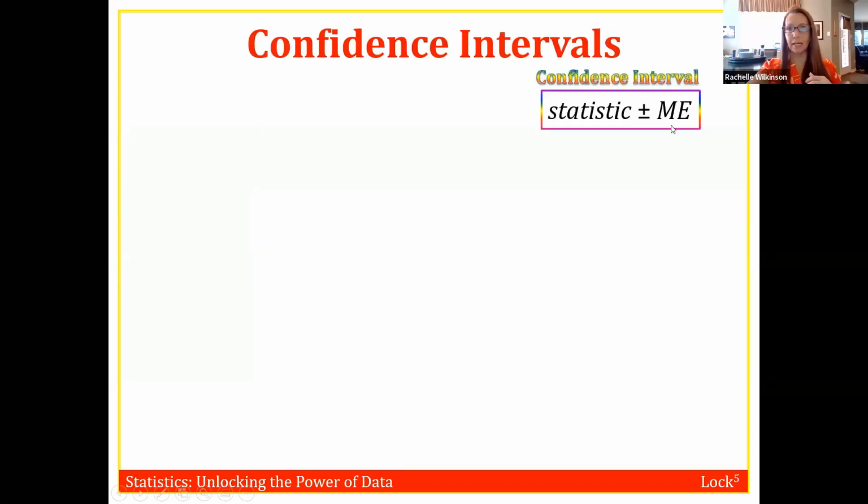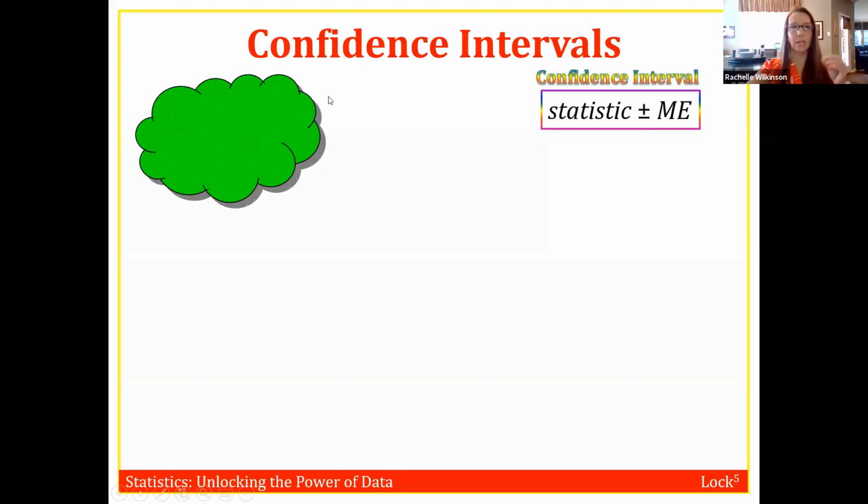Okay, here's another way to look at it. So remember, our end goal is to get a confidence interval, and we said a confidence interval is a statistic plus and minus a margin of error. So again, I start by taking one real sample from the real population. So this is my one shot, my one real sample. From that sample, I'm going to calculate my sample statistic. That is the sample statistic that we're going to use to compute our confidence interval.